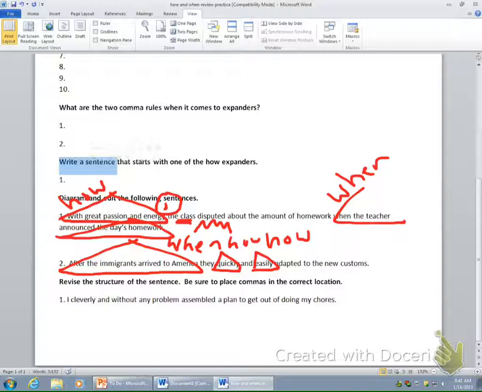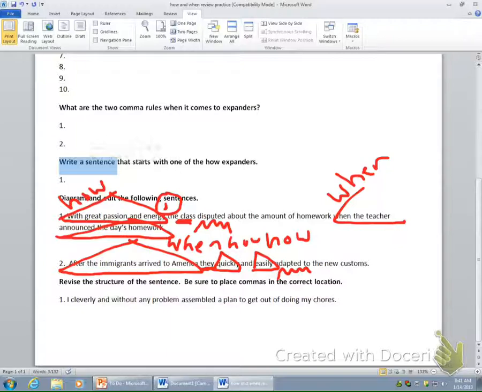So the predicate is adapted. And I'm going to say to myself, who or what adapted? The subject is they. All right, revise the structure of the sentence. Be sure to place commas in the correct location. So this is where we talked about how your sentence structure, for many of you, is not very good. It goes subject, predicate, subject, predicate. If you notice this one, it's subject and then the predicate.